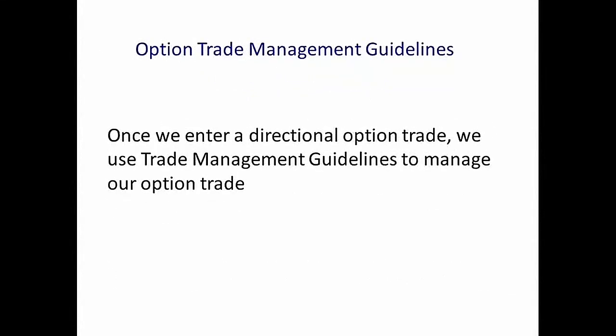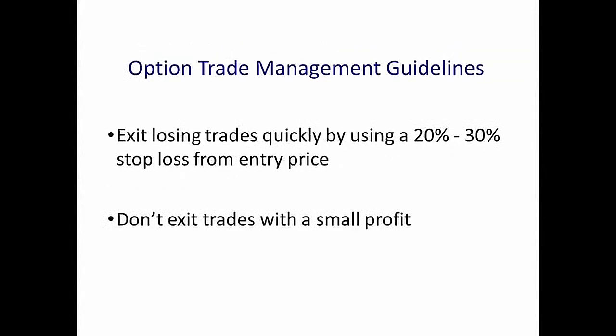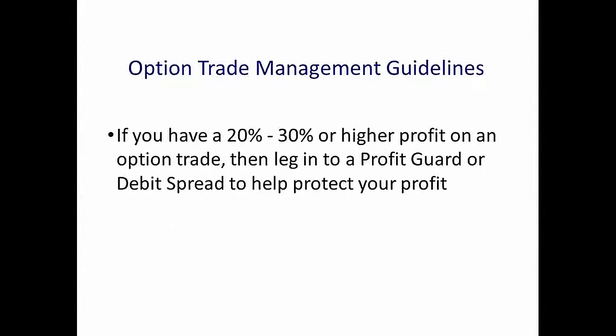And once we enter a directional option trade, we use our trade management guidelines to manage that option trade. So if we have a directional trade, we simply will exit losing trades quickly by using a 20 to 30% stop loss from the entry price for an option trade, and we don't want to exit trades with a small profit. And another money management rule we have is if you have a 20 to 30% or higher profit on a directional option trade, then you want to leg into a profit guard spread or a debit spread to help protect your profit.